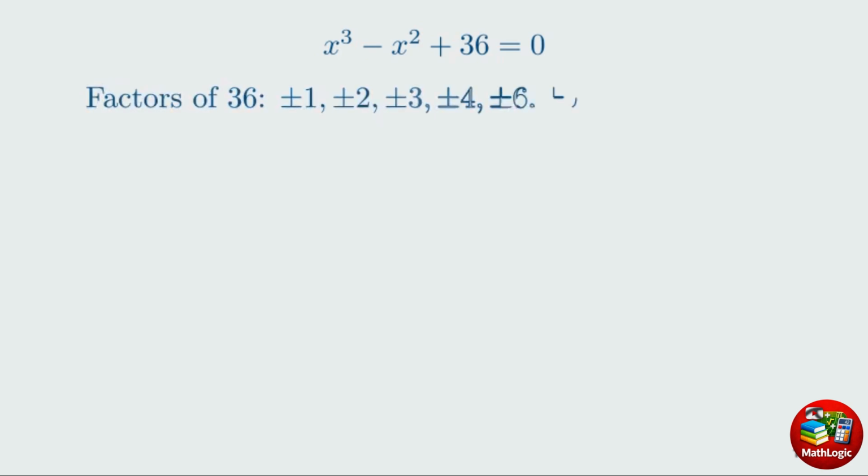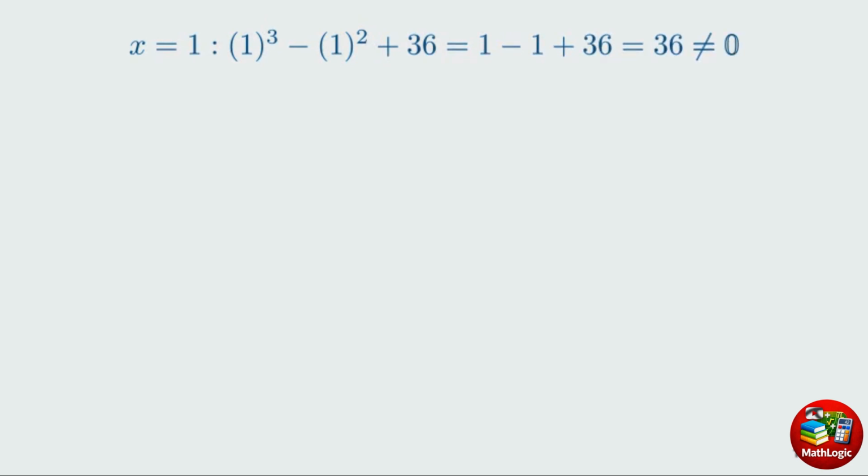Let's list the factors of 36. They are plus or minus 1, 2, 3, 4, 6, 9, 12, 18, and 36. This gives us a list of possible integer roots. Now, we can test these values in our equation to see if any of them make the equation true. Let's systematically test the factors of 36 to find a root.